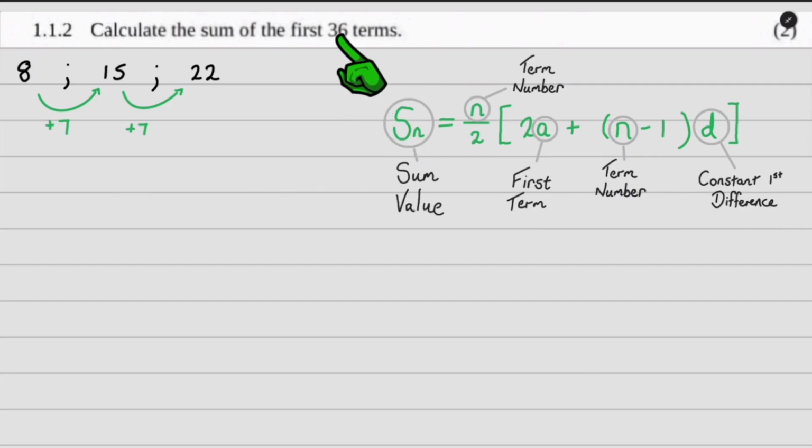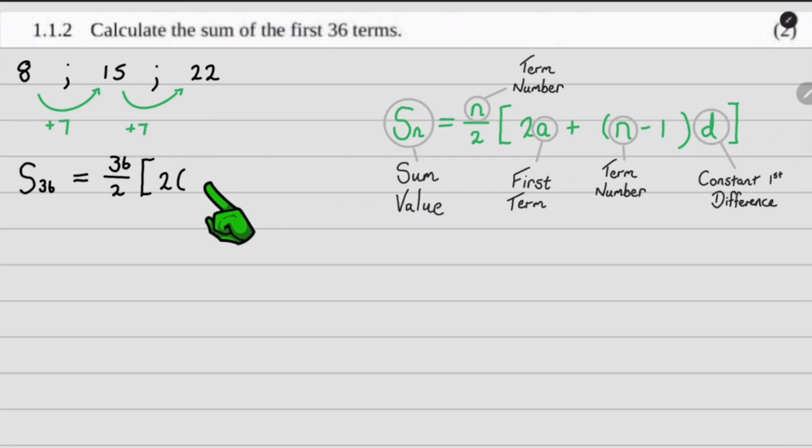So if we want the sum of the first 36 terms, we're going to say S36. And now we're just going to pop everything in. N is 36, so I'm going to put that in place of N. A is 8, so I'm going to put 8 in A's place. And our difference is 7, so I put 7 in place of D over here.